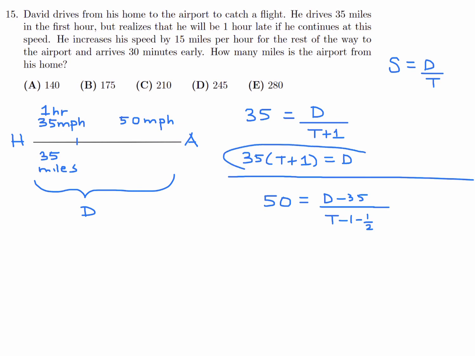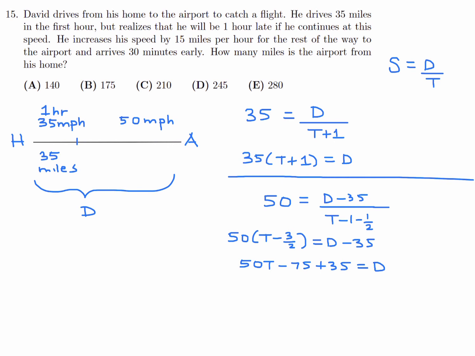We got this and this, two equations, two variables, and we can solve. So here we go. Cross multiplying becomes 50 times (t minus 3/2) is equal to d minus 35. And therefore 50t minus 75 plus 35 is equal to d.